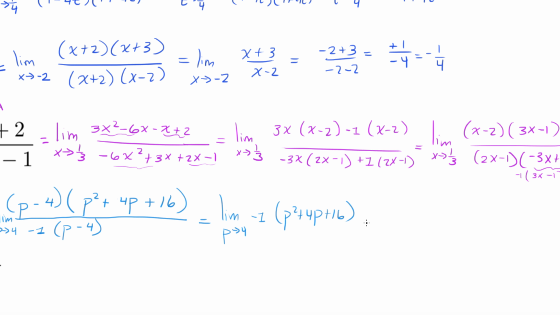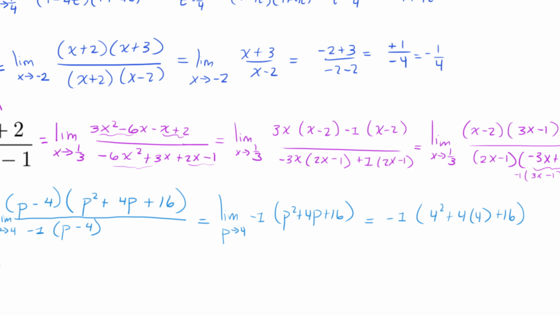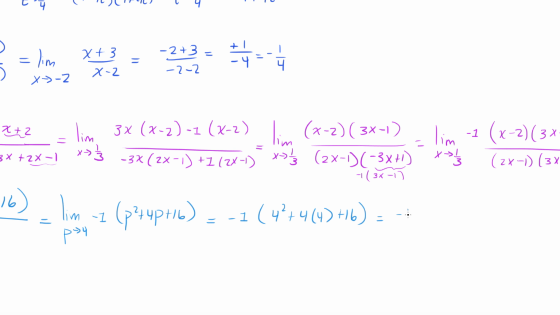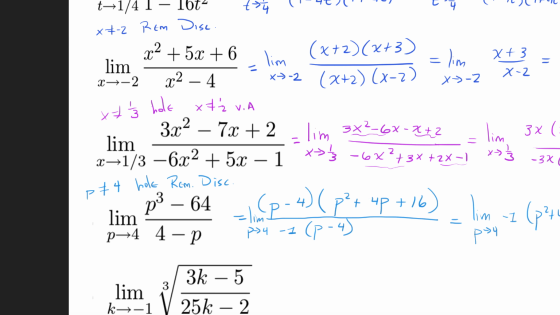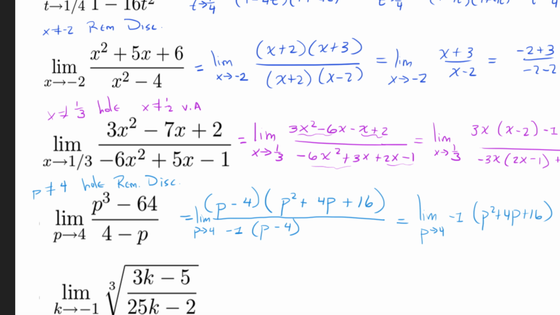Okay, now we plug in the limit. We get negative 1 times 4 squared plus 4 times 4 plus 16, which is equal to negative 1 times 16 plus 16 plus 16, which is negative 3 times 16, which is, 3 times 6 is 18, so negative 48. And that'll be your answer for the limit. Okay? Let's keep going here.